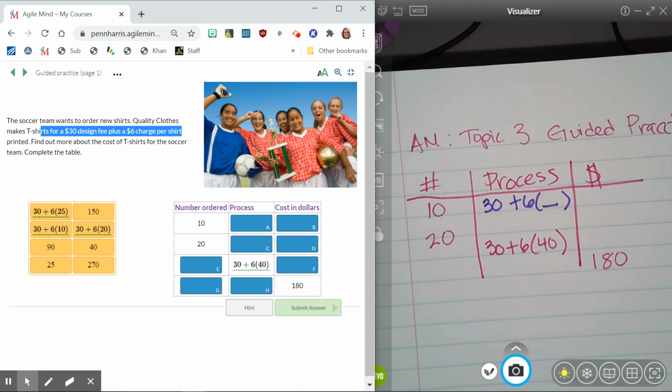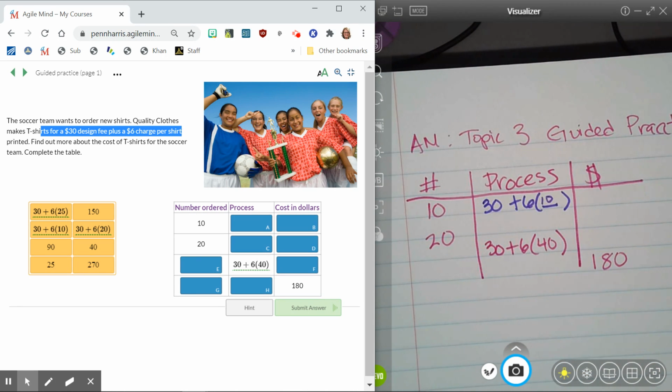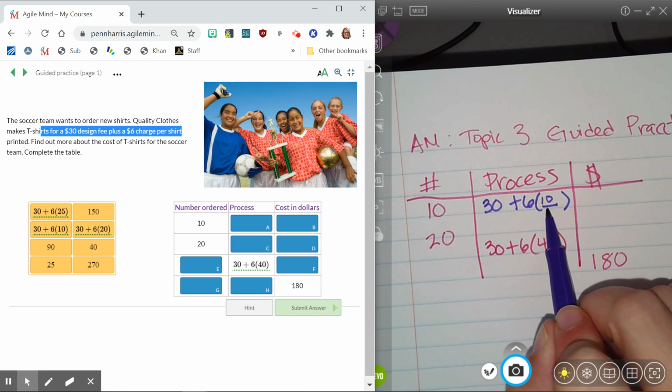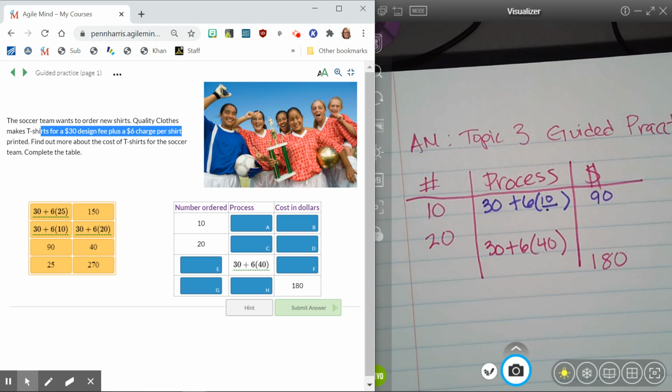Okay. So with this, on this problem, I'm going to insert a 10 there. And I know that 6 times 10 is 60 plus 30 is 90. Okay, so I'm going to go ahead and fill those in here.